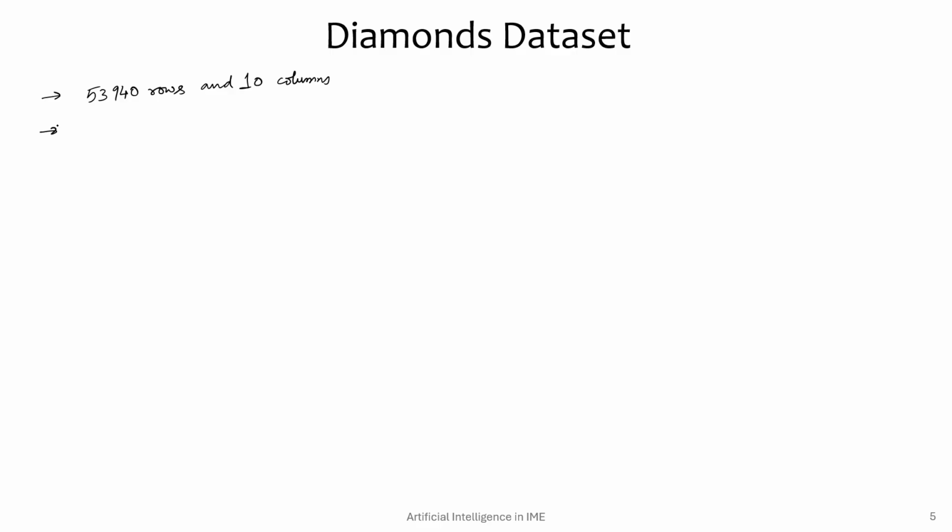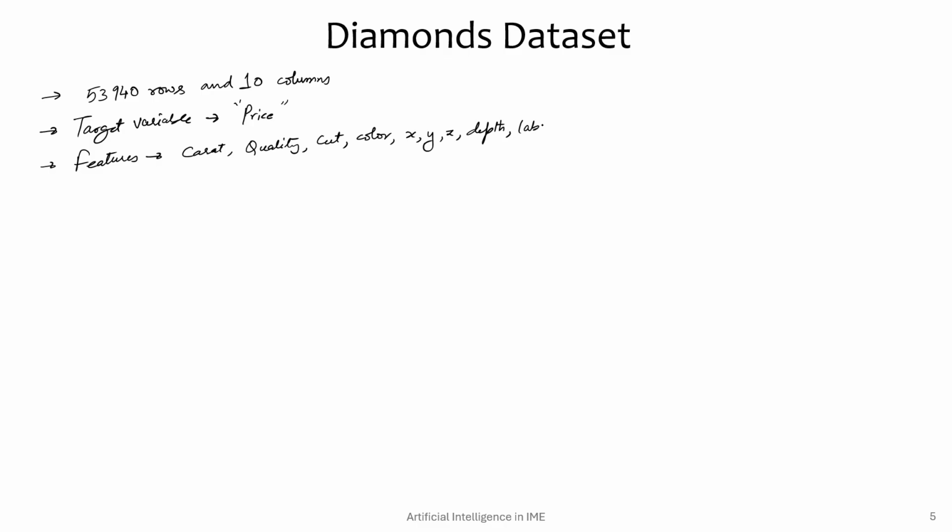So the target variable is the price of the diamond, in dollars. The features available in this data set are carat, quality, cut of the diamond, color of the diamond, its dimensions like x, y, z, the depth of the diamond and the table.